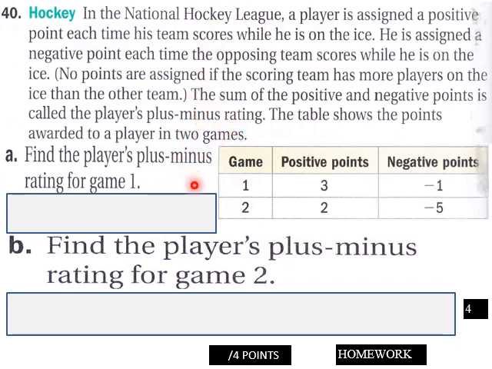Find the player's plus-minus rating for game 1. Put that in here. Find the player's plus-minus rating for game 2. See, game 1, game 2. Put your answers in there. You got 4 points here, page 4.